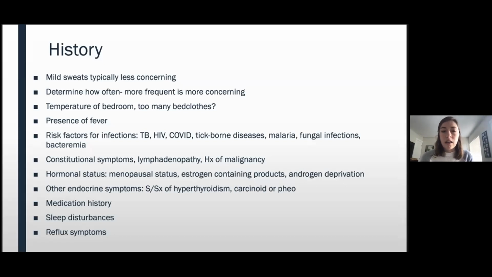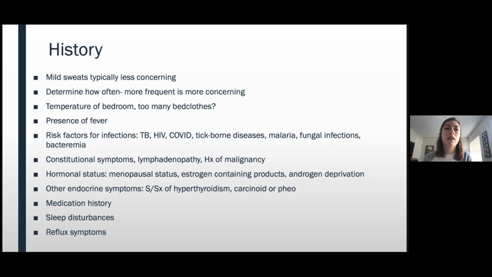You also want to ask about the temperature of their bedroom and whether they have too many covers on, or if they're just too hot. Night sweats by definition are hyperhidrosis, meaning they're sweating in excess of what is needed for thermoregulation. So you need to exclude that they just have a bedroom that's too hot, too many sheets, or dogs in their bed keeping them hot. Asking about all those things is really important.